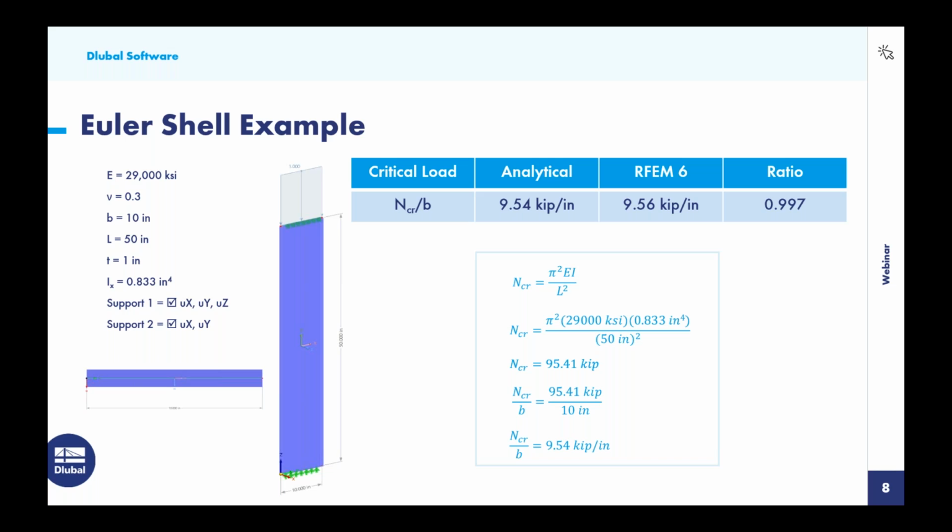So utilizing again the Euler formula shown over here on the right-hand side, we want to come up with the critical buckling load as a force per unit length to apply at the top of this surface. And what we find is that this is approximately 9.54 kips per inch before we should see this surface buckle.